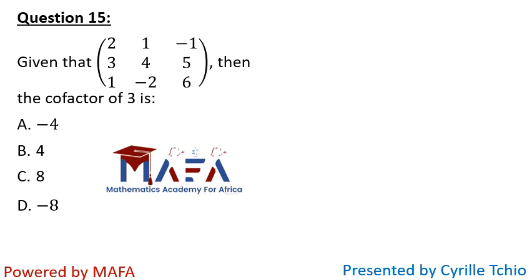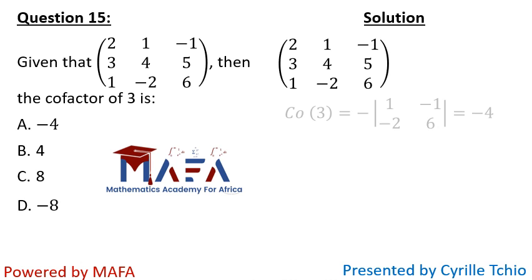the matrix 2 1 negative 1, 3 4 5, 1 negative 2 6, then the cofactor of 3 is. So we need to find the cofactor of 3 in that matrix. Having the matrix, the cofactor of 3 is the minor. If you take the minor, that is, you remove all the elements on this row and all the elements on this column, you are going to be left with 1 negative 1, negative 2 6.